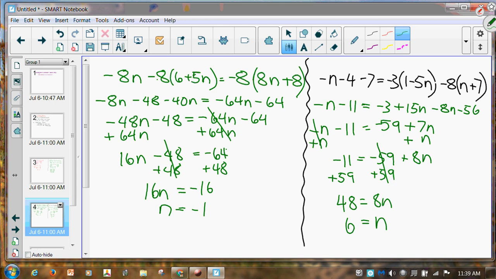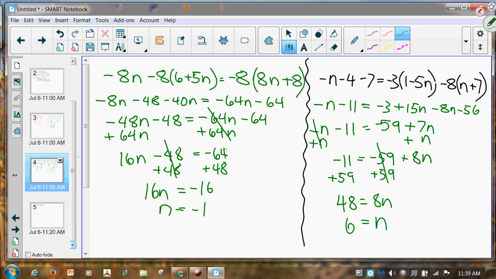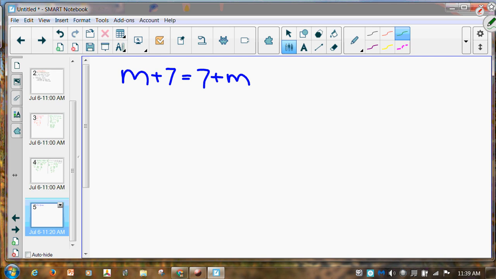Okay. I'm going to do one more problem for you, just because it's somewhat of a special case, and some people are not real familiar with how to tackle this. All right. It's a very simple problem. m plus 7 equals 7 plus m. Okay. How do we deal with that? Well, we do the same thing. What we do is we collect the variables on the left and the numbers on the right, but you'll see what's going to happen is we're going to end up with a kind of a funny looking solution here.